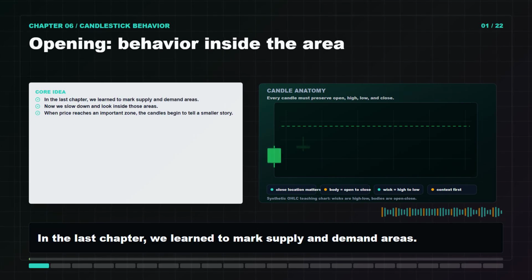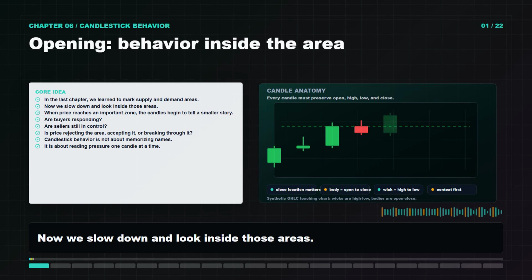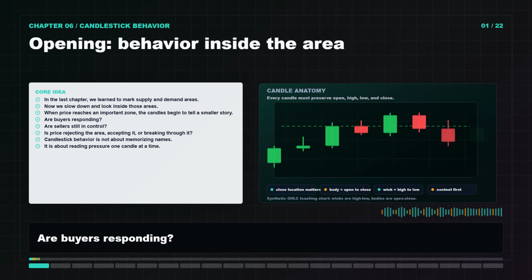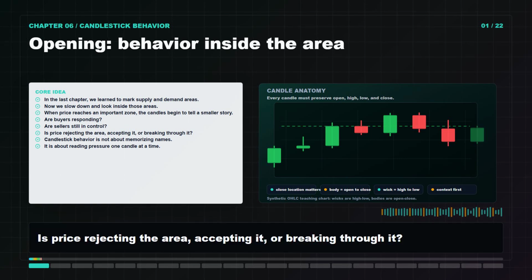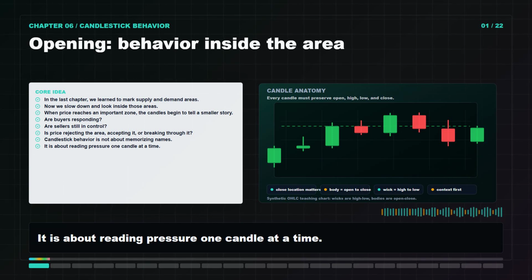In the last chapter, we learned to mark supply and demand areas. Now we slow down and look inside those areas. When price reaches an important zone, the candles begin to tell a smaller story. Are buyers responding? Are sellers still in control? Is price rejecting the area, accepting it, or breaking through it? Candlestick behavior is not about memorizing names. It is about reading pressure one candle at a time.